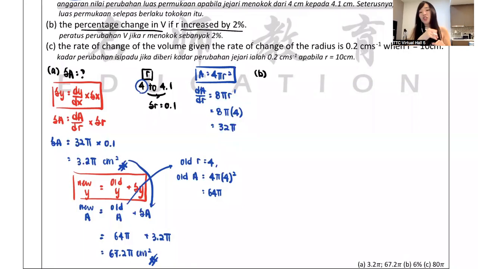Very good, Zersing, small change. Because they don't have the word rate. I know they don't have the word small also, but they say R increased by 2%. Don't you feel like 2% is very small? So quite obvious it's small change, okay?